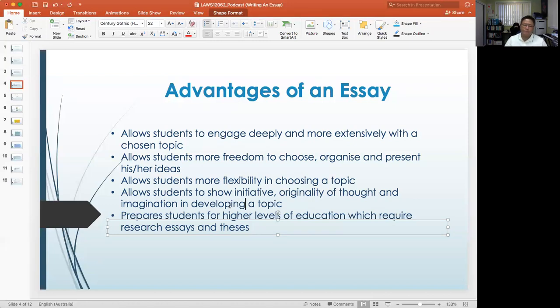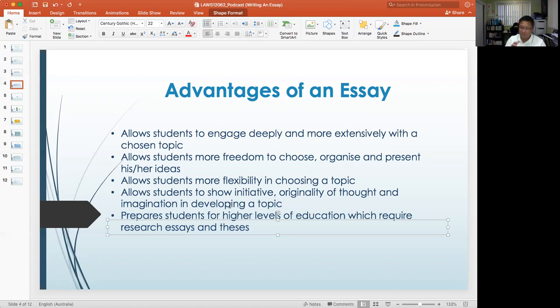More importantly, an essay, in fact, prepares students for higher levels of education, which require research essays and theses. So when you look usually at the master's level, and especially at the level of the PhD, these particular levels of education would require students to write extensively on a topic.